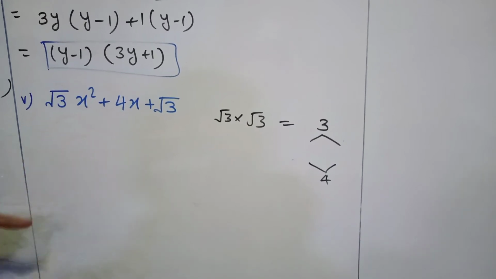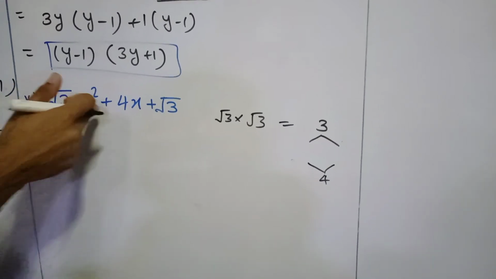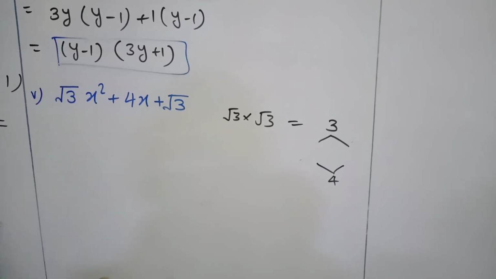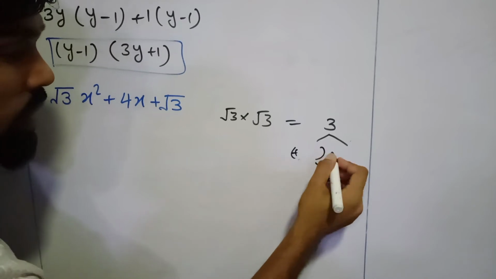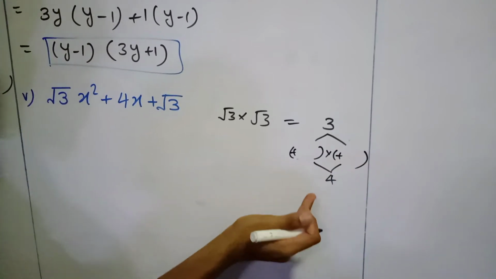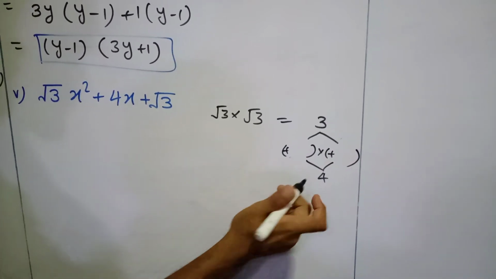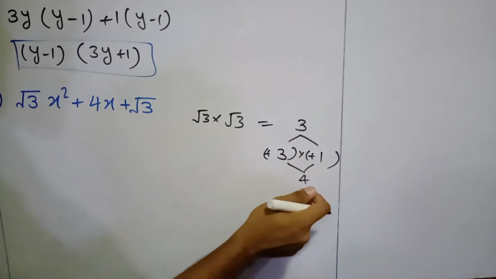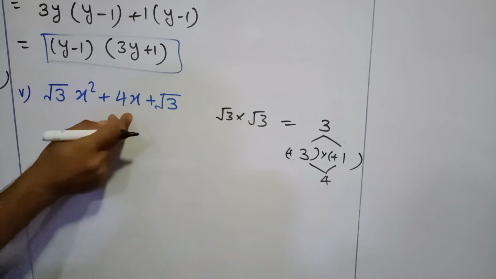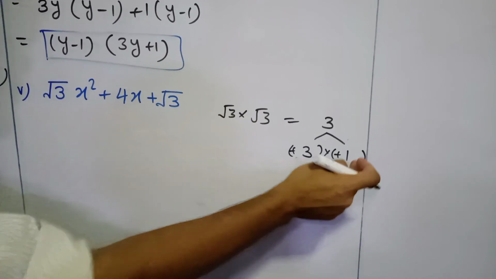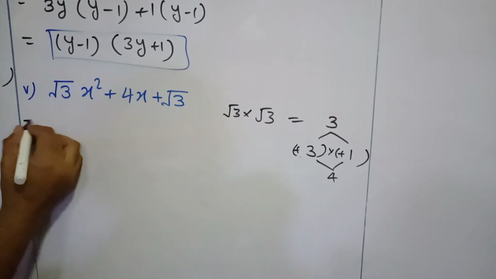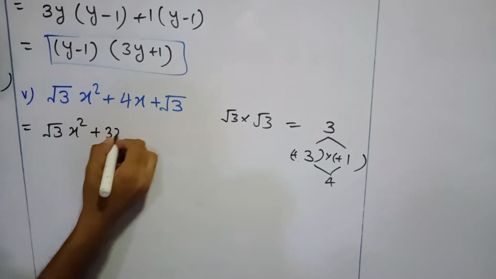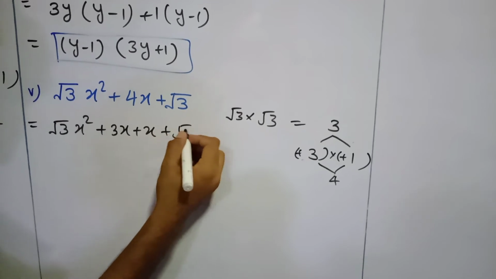That means both should be positive or both should be negative. Part B is positive, so both factors should be positive. What factors should we take to get 4? 3 ones are 3, and 3 plus 1 gives 4. In this case we have to replace 4x by 3x and 1x. Let's start: root 3 x square plus 3x plus x plus root 3.